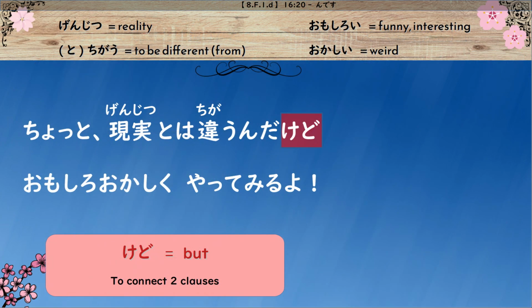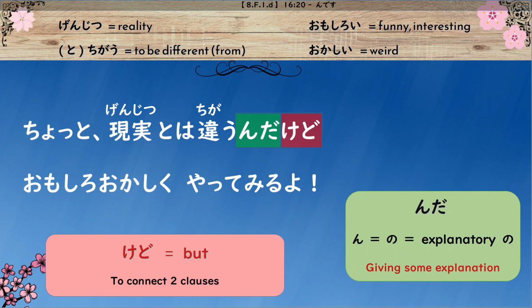Okay, so let's go back. Before kedo, you have nda. So nda, we've already studied it. This time we're going to get a little bit more in details. It comes from no, it's a contraction of no. And be careful, of course, it's not the no that you use to connect two nouns. It's what we call the explanatory no.